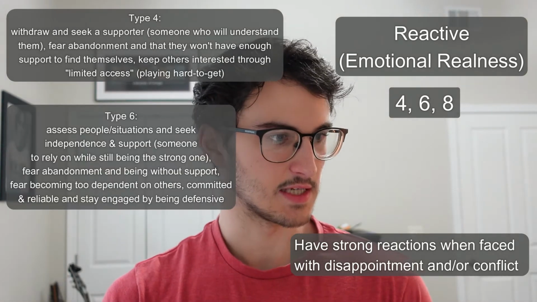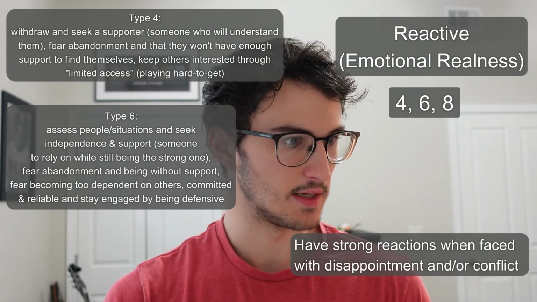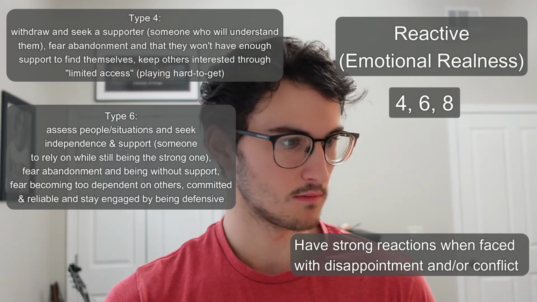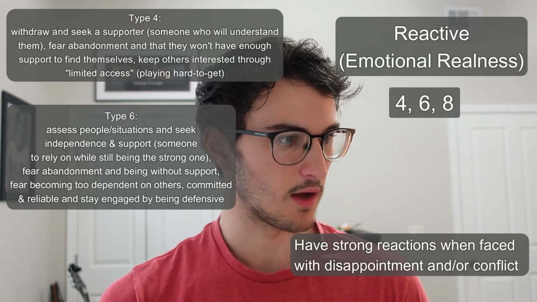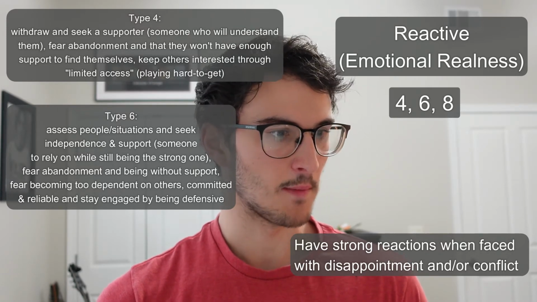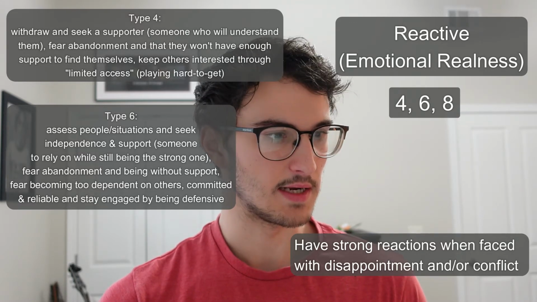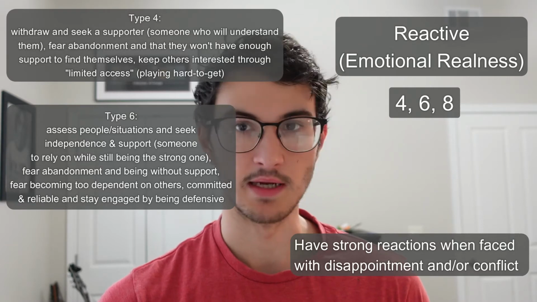Type 6s assess people and situations and seek independence and support, or someone to rely on but still wanting to be the strong one. They fear abandonment and being without support, and they fear becoming too dependent on others. They deal with others by being committed and reliable and staying engaged by being defensive.